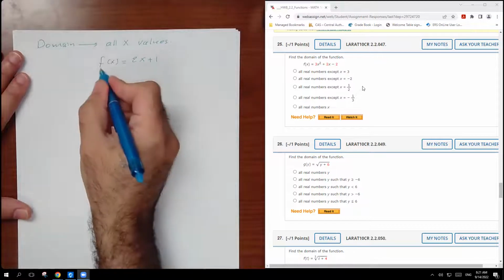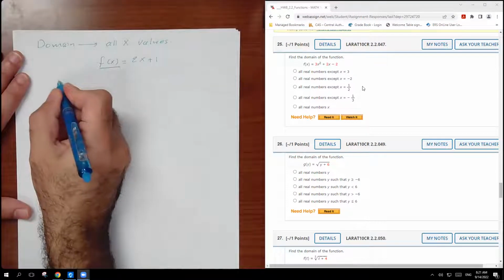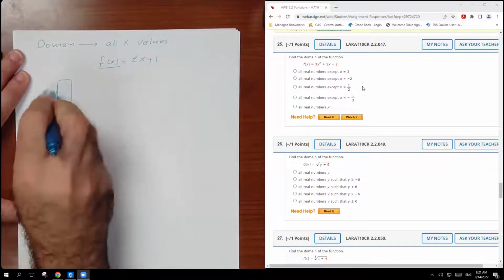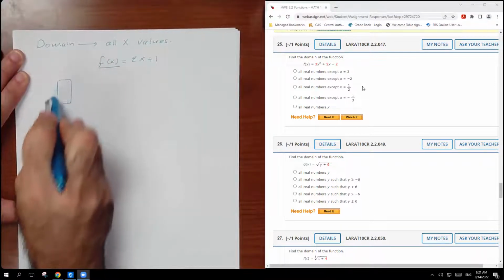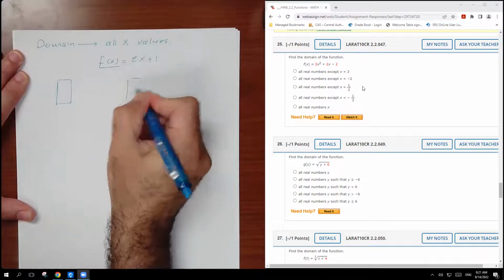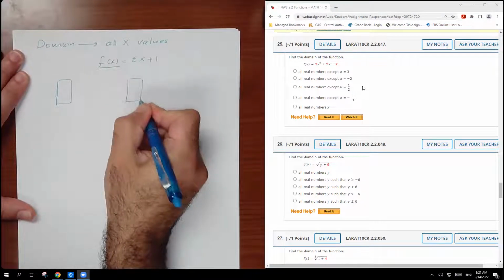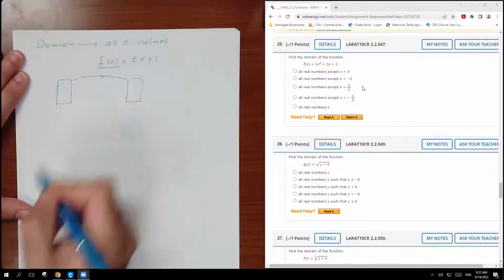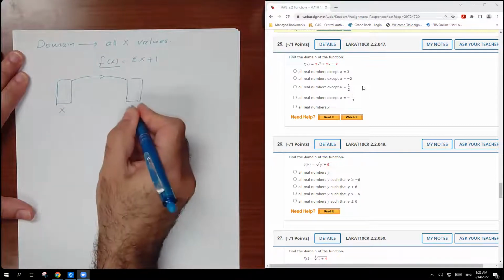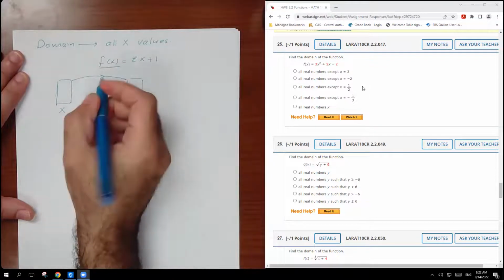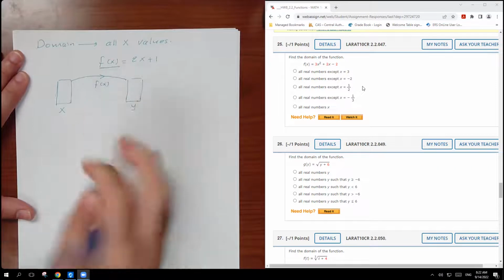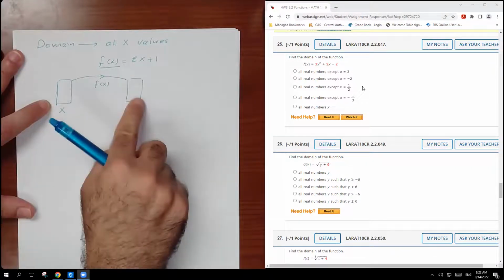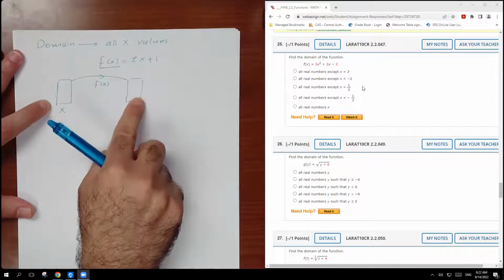Keep in your mind, what's the meaning of f of x? It looks like the bus, like a school bus. This is the x and this is the y. The function is the bus that takes the person from home to the school. So this is f of x.